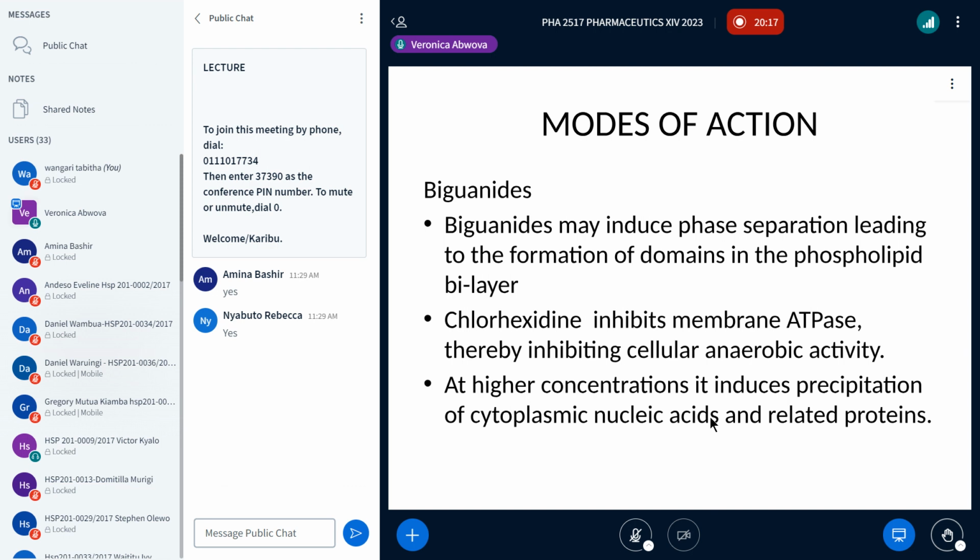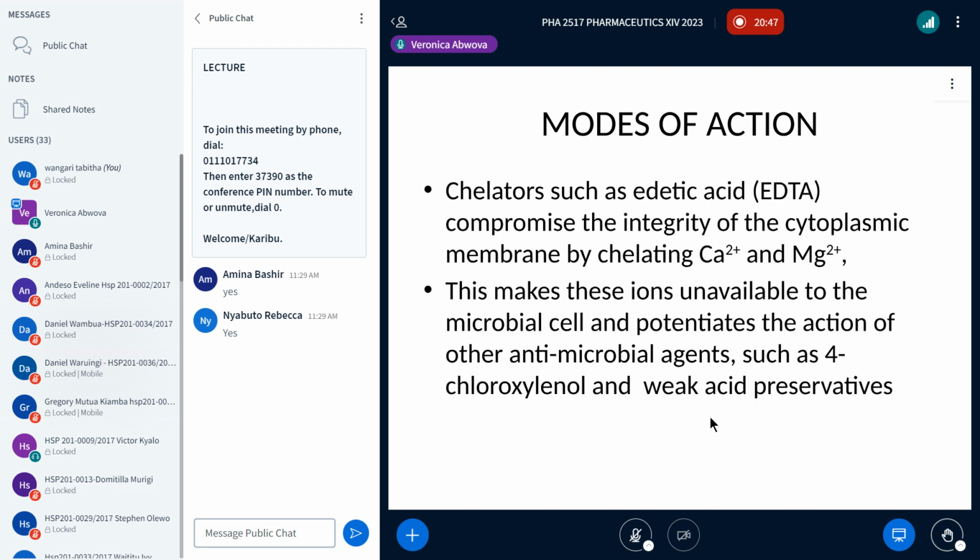Chlorhexidine inhibits membrane ATPase, thereby inhibiting cellular anaerobic activity. At higher concentrations, it induces precipitation of cytoplasmic nucleic acids and related proteins. So again, this is similar to what we were saying: at low concentration, it will inhibit membrane ATPase. At higher concentration, it leads to precipitation of cytoplasmic nucleic acids.